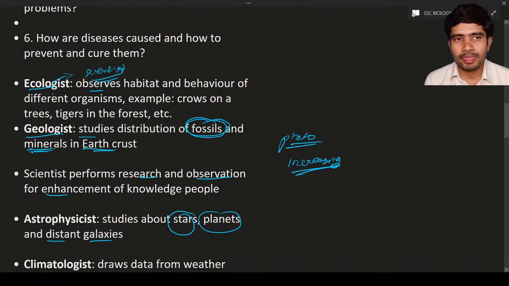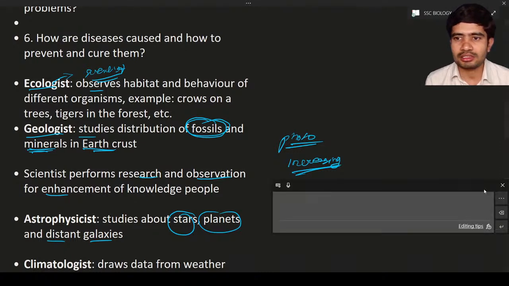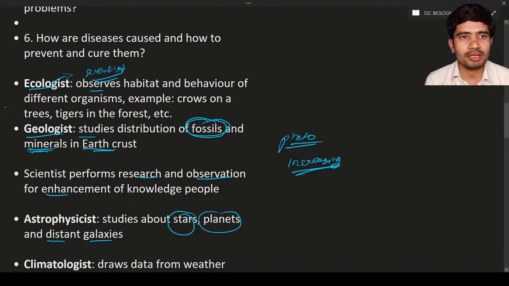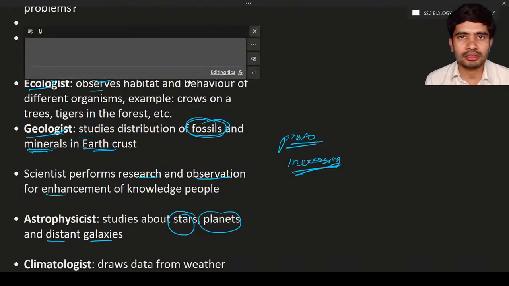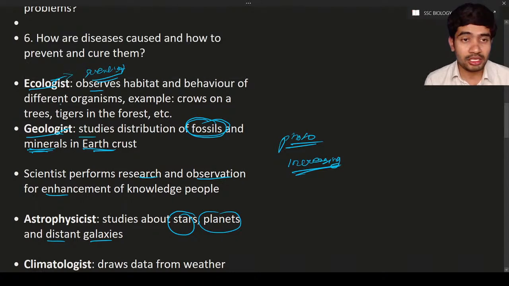So if you see here, we need all different types of scientists, whether ecologist, geologist, or anyone. We need all these people, and we need their discoveries and their inventions. There is a main importance for the present knowledge of the country or any nation. Okay, so this is about the astrophysicist.